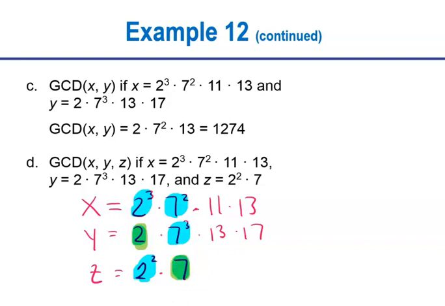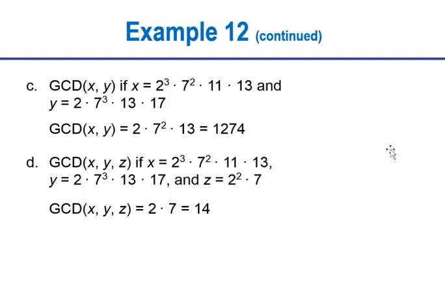Anything else common? Now at first look, 11 certainly is not common. 13 shows up in 2 of them, but not in z. And 17 only shows up in y. So what I have highlighted in green, that's going to be our greatest common divisor, or greatest common factor for x, y, and z, which is going to be 2 to the first times 7 to the first, which is 14. Now the typed up version of that, here you go, 2 times 7 is 14.